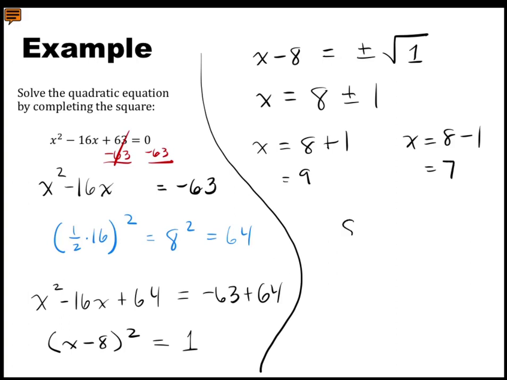Therefore, the solutions to the original equation are 7 and 9. I like to write them in order. If we were to check these by plugging 7 or 9 back into the original equation, we would get a true statement. When x is 7, the left-hand side will equal 0, and that matches the right-hand side. When x is 9, the left-hand side will be 0, and so will the right-hand side.